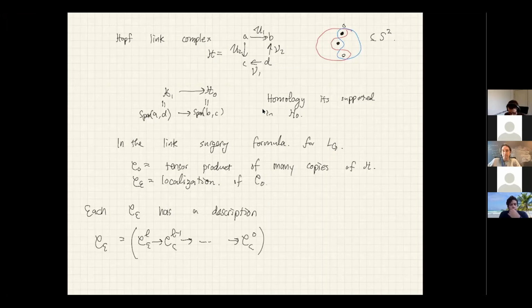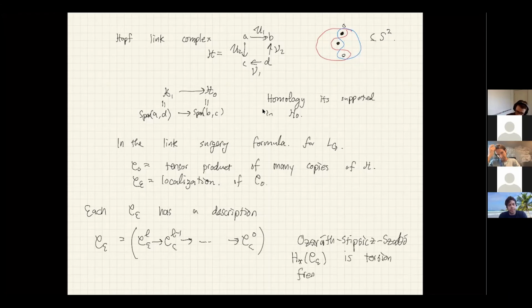And the homology, and actually it's a result of Ozsvath, Stipsicz, and Szabo, or let's say it's a fact used by them, if you translate it, that the homology is torsion-free over F adjoin U. And so in particular, each of these complexes, C epsilon, are actually just free resolutions of their homology.